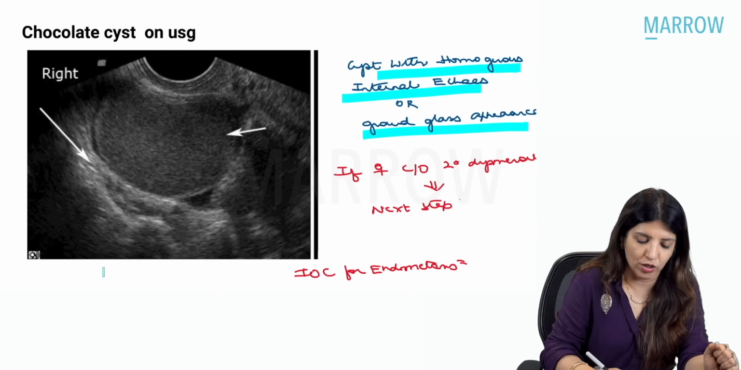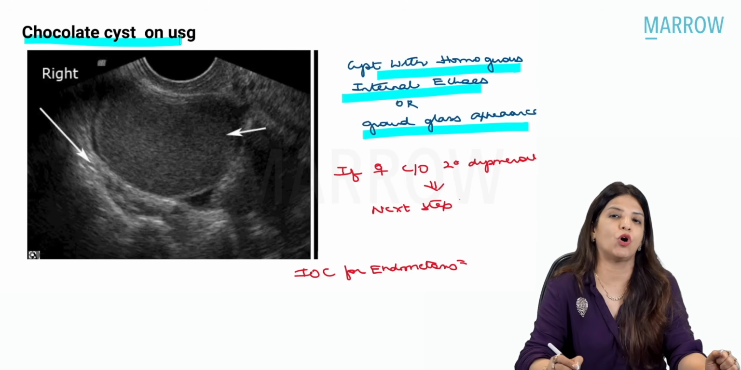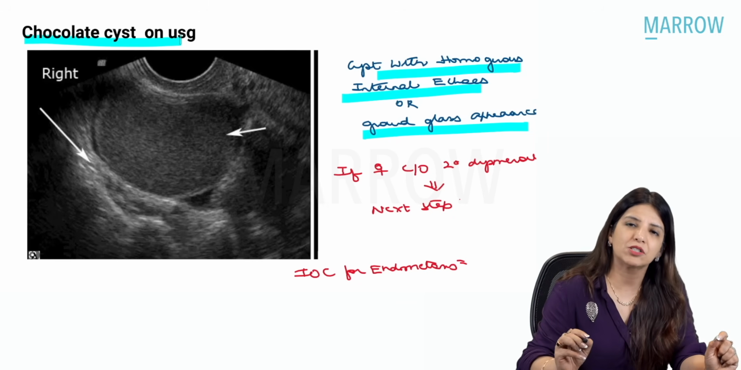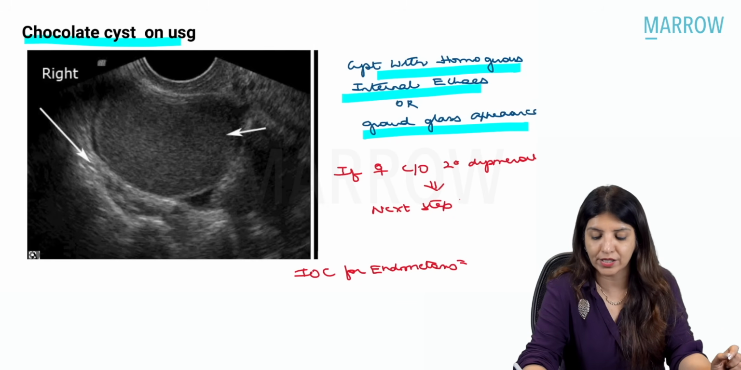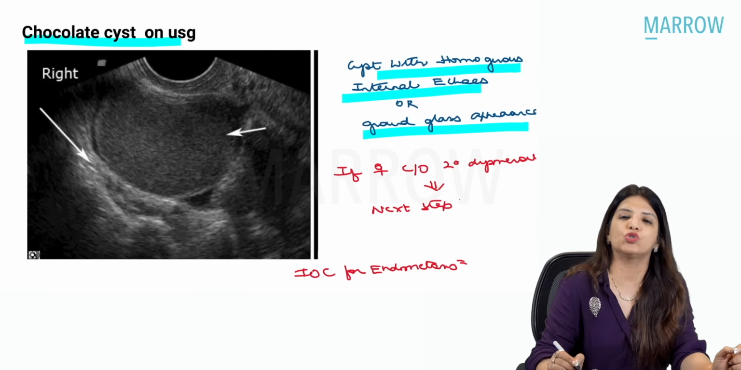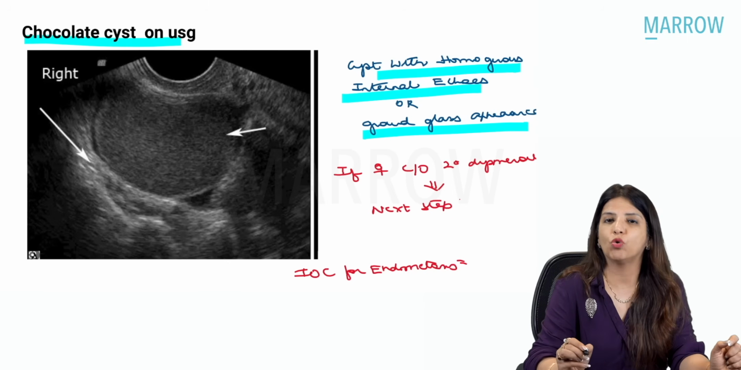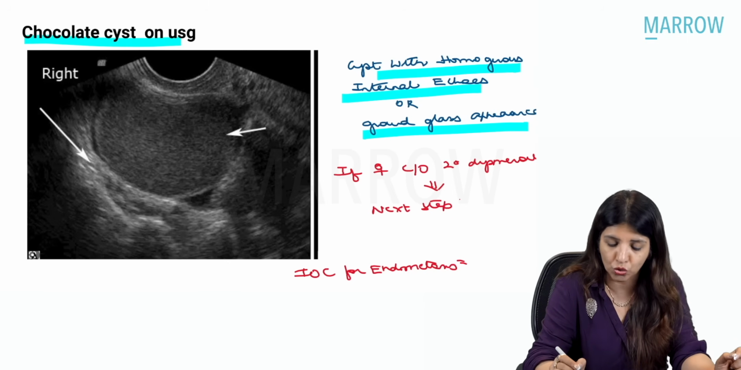This is how a chocolate cyst appears on ultrasound. So this is a typical description of a chocolate cyst on ultrasound, that you are going to get a ground glass appearance or you are going to get a cyst with homogeneous internal echoes.